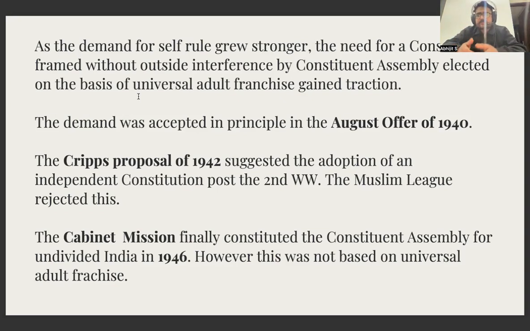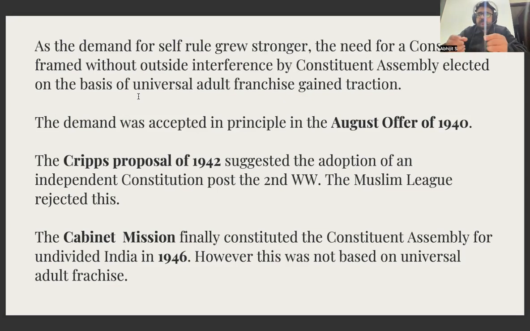Finally, in 1946, through the Cabinet Mission, the Constituent Assembly for Undivided India was constituted. Again, it is important to emphasize that it was for undivided India that the Constituent Assembly was constituted. And so therefore, in the Constituent Assembly, you had members from both present-day India and present-day Pakistan who were part of the Constituent Assembly initially. It was after independence that these members grew apart.